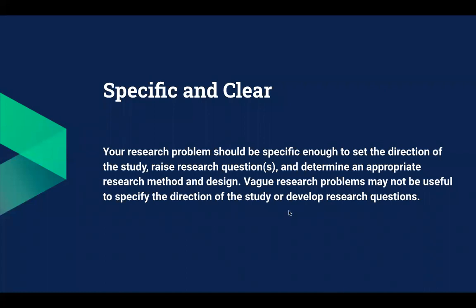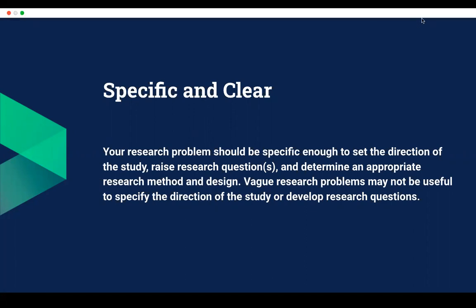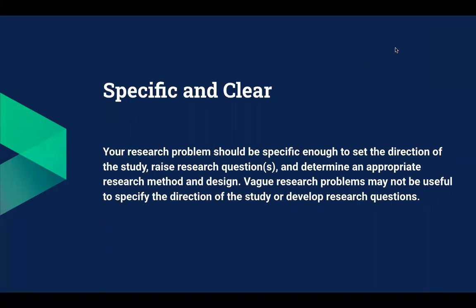Supposing I say, I'll give you an example of a vague research problem. ठीक है? Profitability in industry. ठीक है? I'm giving you an example. Profitability in industry. What is your research on? Profitability in industry. So can you tell me what I'm trying to say here? I say that my research problem has to be specific and clear.